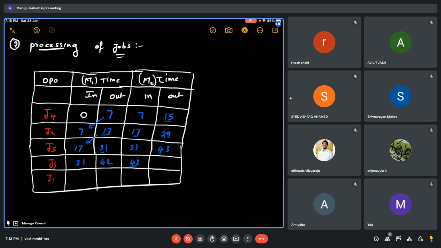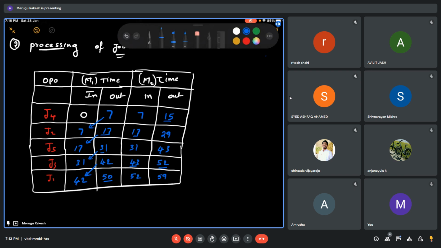That's what I explained previously. Then we add the time for the J3 job in M2 and end up with 52. Then finally, 42 plus the J1 value of 8 minutes is 50. Again we compare: here we have 50, here 52. So we have to load at the 52nd minute only. Then we add the time, and in total we get 59 minutes for completion of all these jobs.